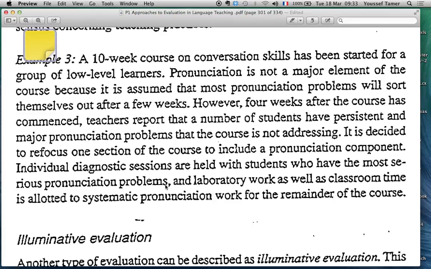But students tend to have problems with pronunciation. The teacher found out that students have more problems with pronunciation. Okay, so what is the solution there? It is decided to refocus development. Refocus on one section of the course, including pronunciation. Now, when we talk about course, every unit has sections, right? So every unit should include a section on pronunciation.